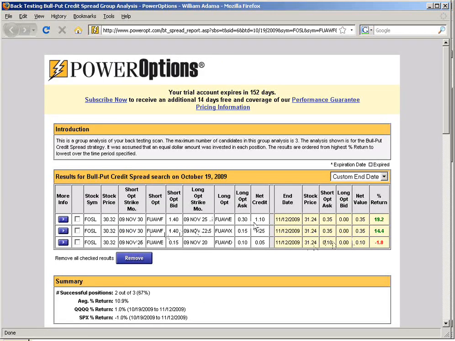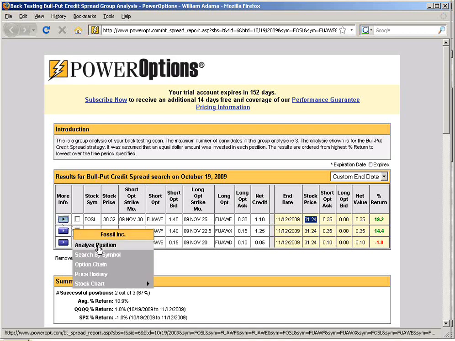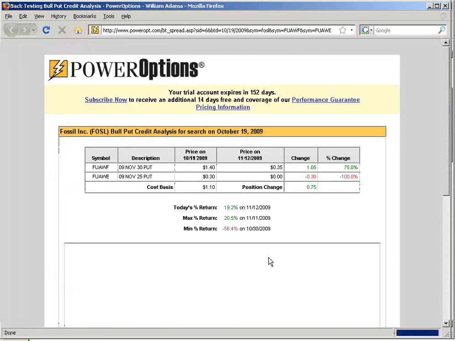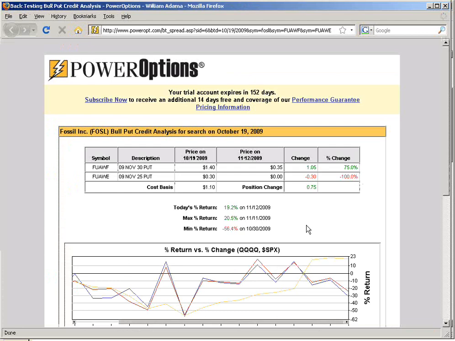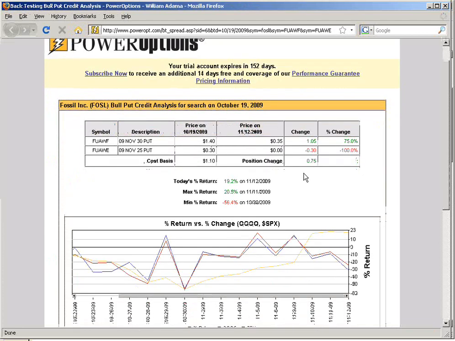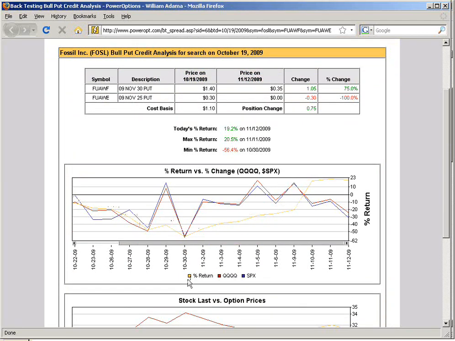Well, how about that? The 30 strike puts, because the stock has moved up to 31.24, those at-the-money combinations still look good. But I want to see something here. I want to take a look at that analyzed position for that first spread there, the 30-25, the 5-point spread. And that's what I wanted to see.